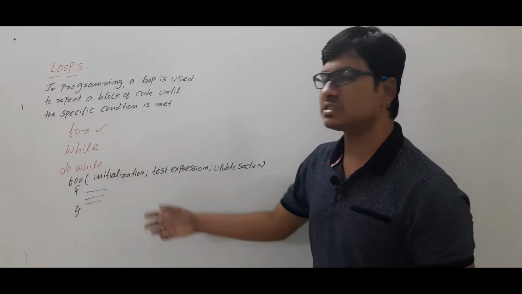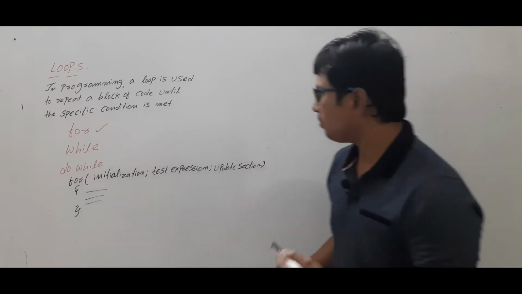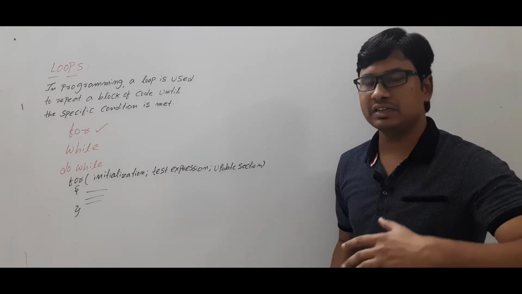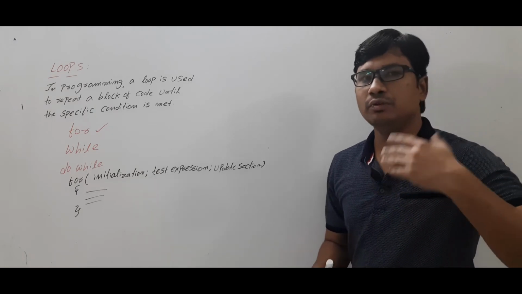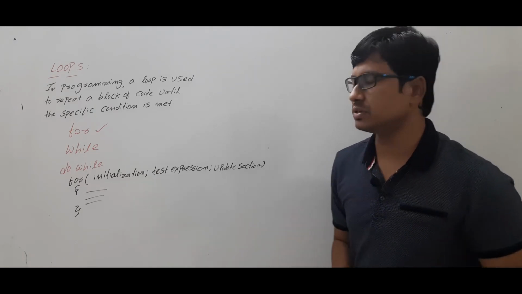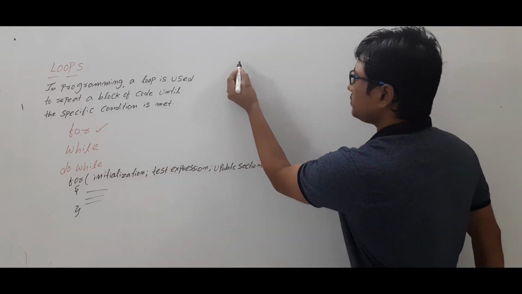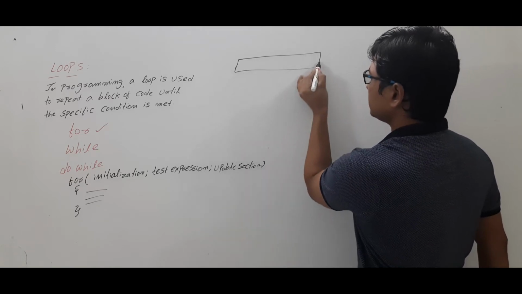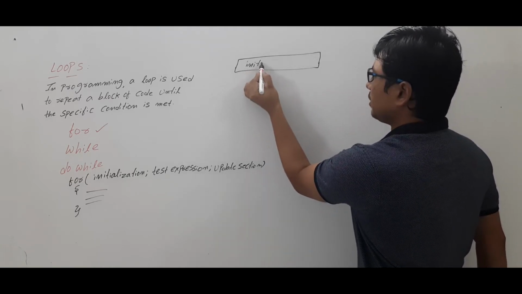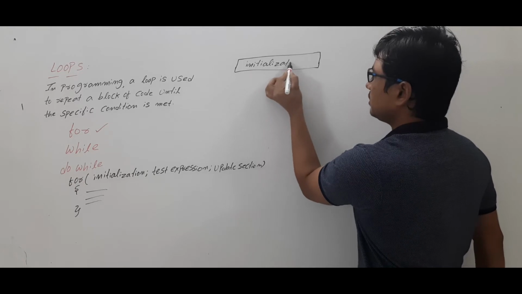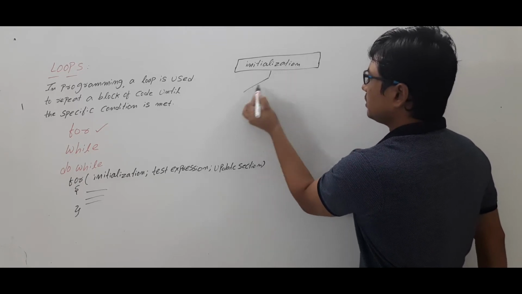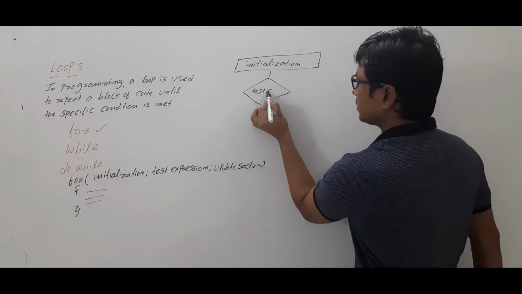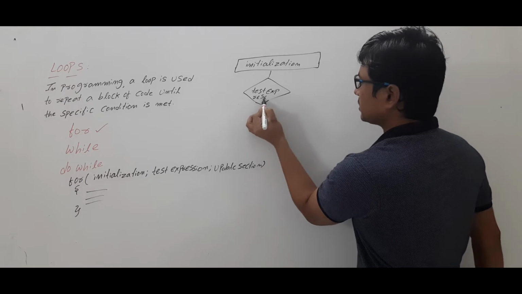Now, let me discuss a simple example. Or before discussing an example, let me draw the flow chart for a for loop. Then I will discuss an example where I will explain the working process also. Now, in the flow chart, we will have the initialization section. You will have the initialization. You will have the test expression.